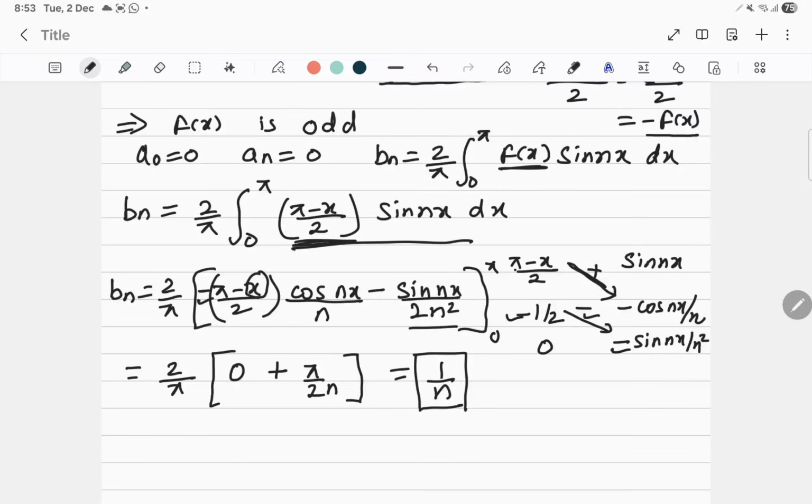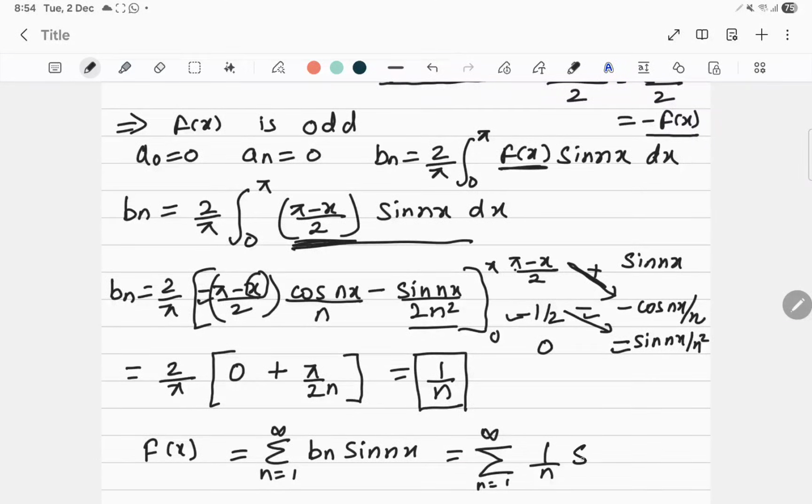Okay. So now what will be the solution? I know that my f(x) in this case is summation bn sin nx, n from 1 to infinity. Correct? So my answer will become summation n equal to 1 to infinity, 1 by n sin nx. Correct? Because the bn value is 1 by n. So this is my answer.